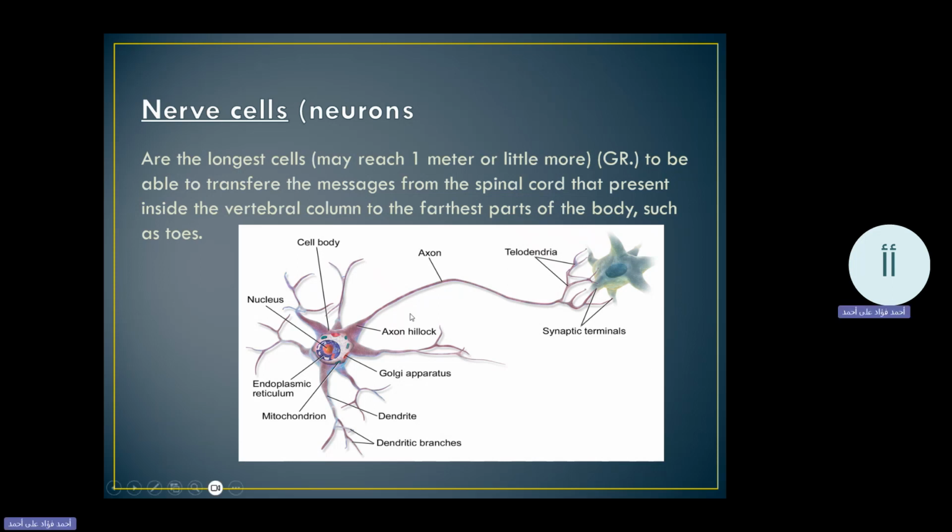As you see here, this is the neural cell or neuron, and this is the longest cell in the body. Why is it long? It may reach 1 meter long. Why? To be able to transfer the nerve messages from the spinal cord that is present inside the vertebral column to the farthest part of the body, such as the toe. That is why it is considered the longest cell. So the longest cell is the neural cell or the nerve cell. Its length may reach 1 meter or a few meters to transfer the nerve impulses from the central nervous system to the farthest parts of the body, which is the toe.